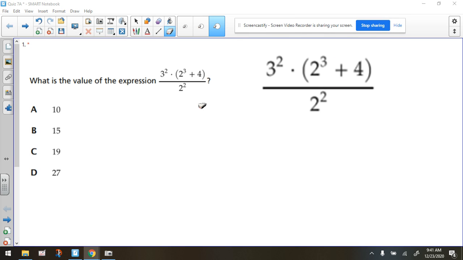We're going to take a look at some of the questions on the quiz 7A. The first question is a little bit tricky. It says, what is the value of the expression? They give you this, and you really have to be careful to follow order of operations.